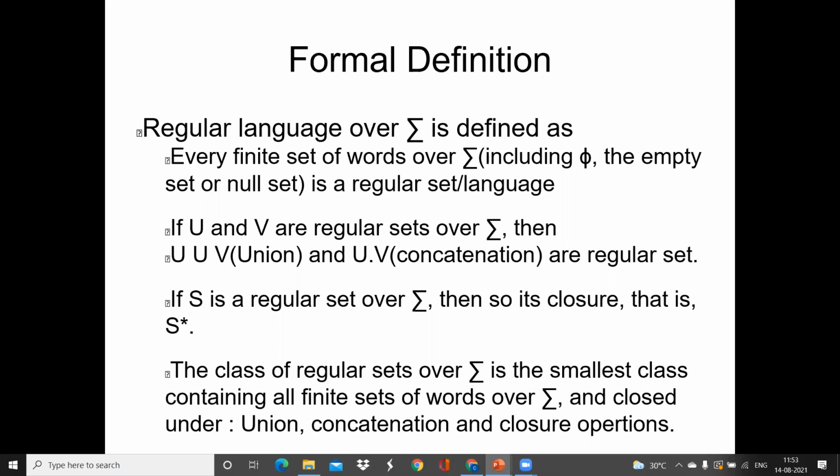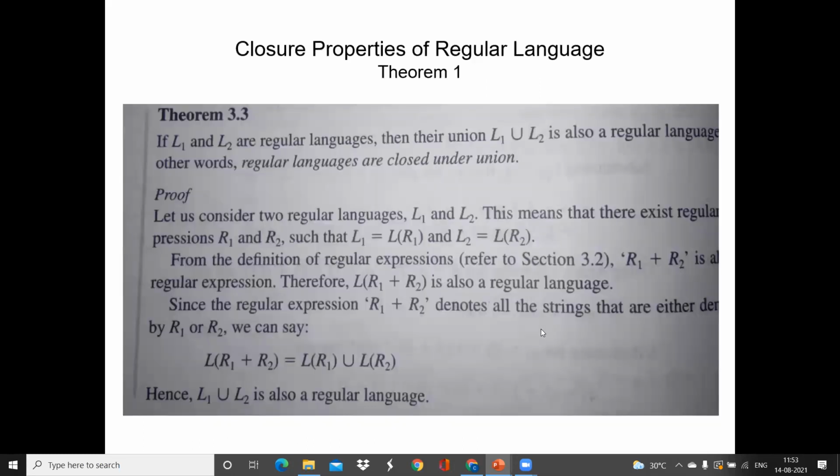So if S is your regular set over input alphabet, then S star we can call the closure of S. It means the class of regular sets over input alphabet is the smallest class containing all finite sets of words over input alphabet and closed under union, concatenation and closure operation. So here we will see what those closure properties are. If L1 and L2 are regular languages, then their union is also a regular language.